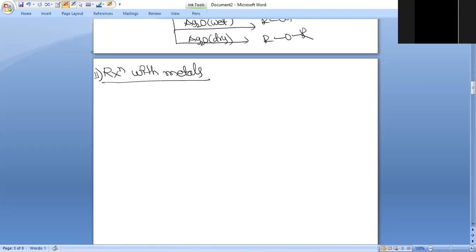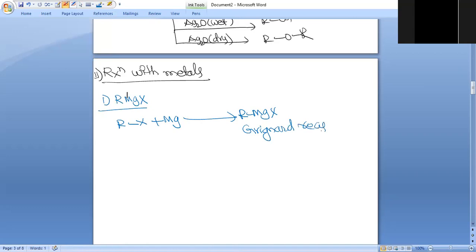In this second type, the reaction with metals, the first one is the RMgX preparation. Okay, RMgX, how can you prepare it? We take an alkyl halide and treat it with magnesium, and you get RMgX. This RMgX is called a Grignard reagent. Clear this point? Yes, sir.